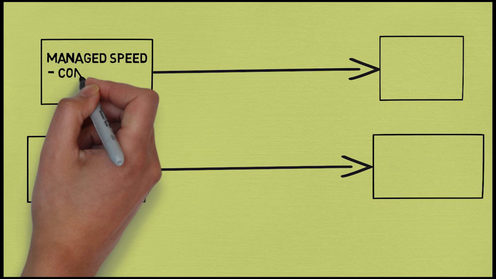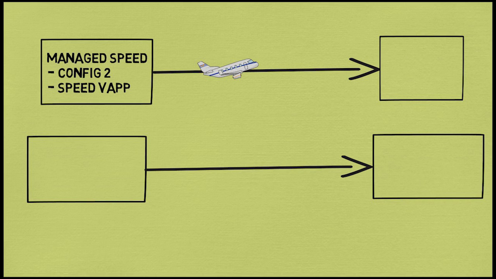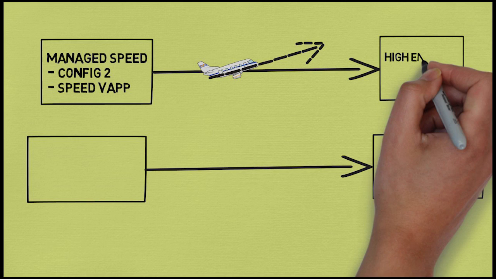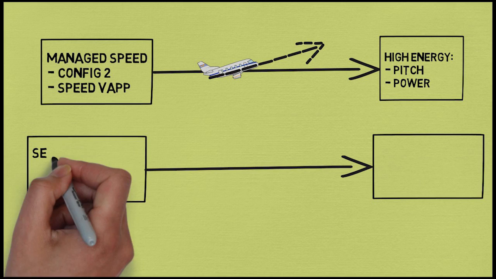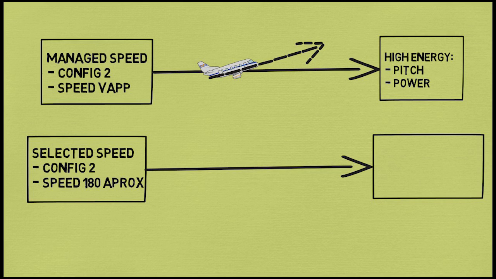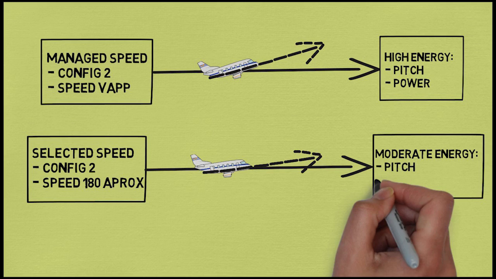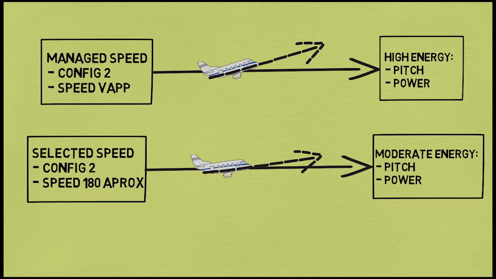Let's compare managed and selected speed for this. In managed speed, once you have flaps 2, the aircraft will slow down to V approach speed, causing a fairly large shift in pitch and power. However, if you are in selected speed, config 2, say around 180 knots, the aircraft energy is quite comfortable and stable. Remember, the combination of speed and configuration is the essence of your energy management.